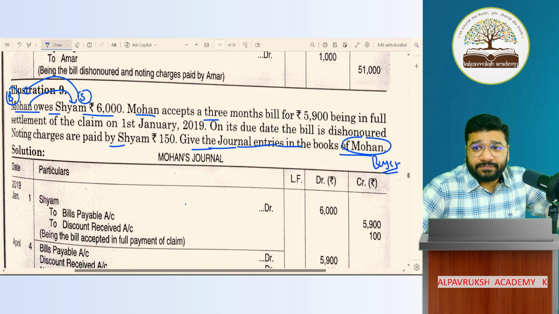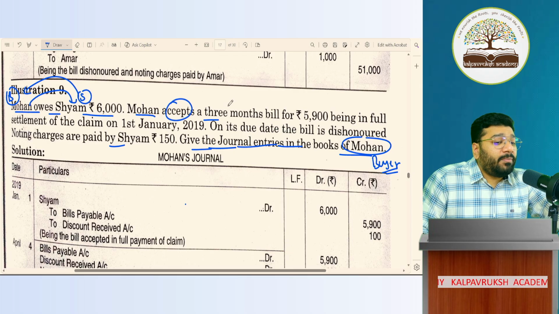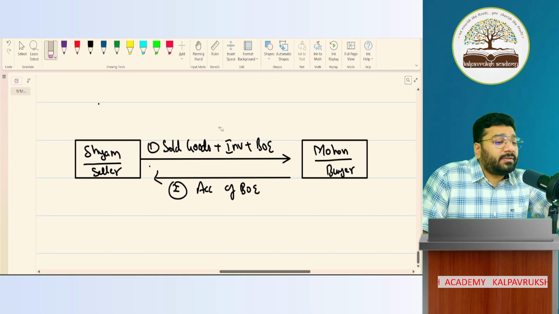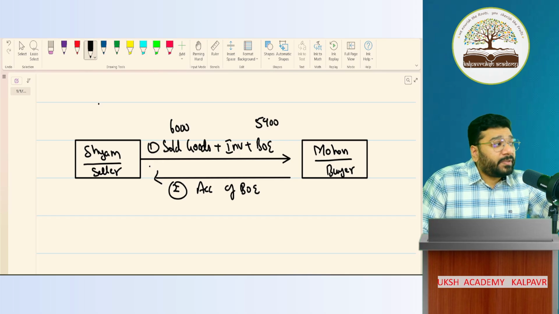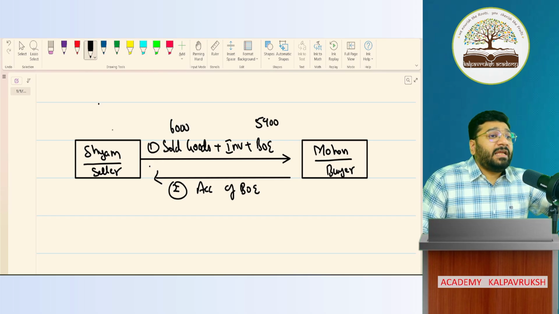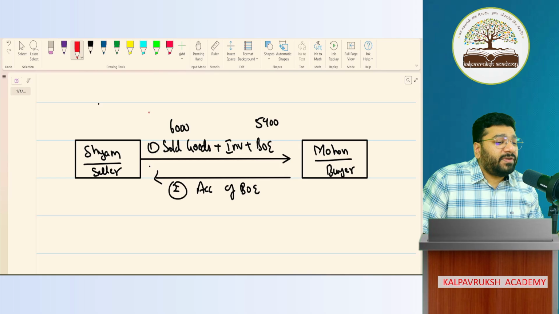Is it true? The goods have been sold by Sham to Mohan for 6,000. But the bill that is accepted by Mohan is for 5,900, being full settlement. So the goods are sold worth 6,000, but the bill of exchange that has been given is 5,900. Now, who is preparing the bill? Sham is preparing the bill. The invoice also is prepared by Sham. The bill also is prepared by Sham. Now, why is there a difference?